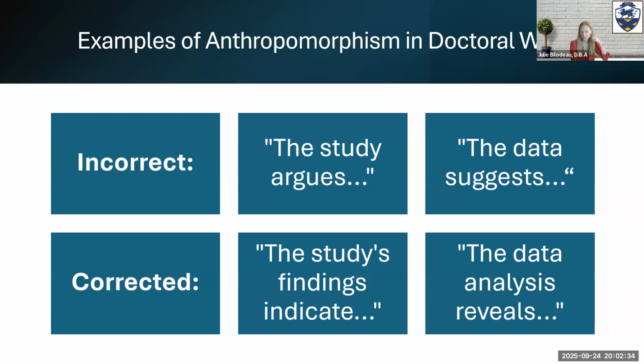So, examples of anthropomorphism. Let me start with the incorrect: the study argues and the data suggests. The more correct versions would be the study's findings indicate or the data analysis reveals. Sometimes it's very difficult to tell right from wrong because the analysis can reveal, but the data can't suggest. So where's the rule there? How does this even make sense?